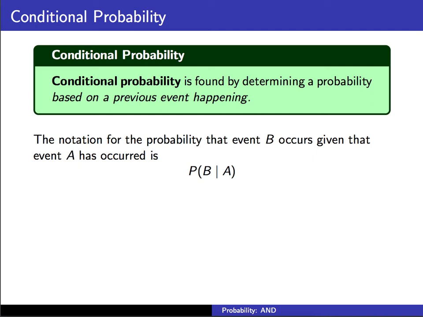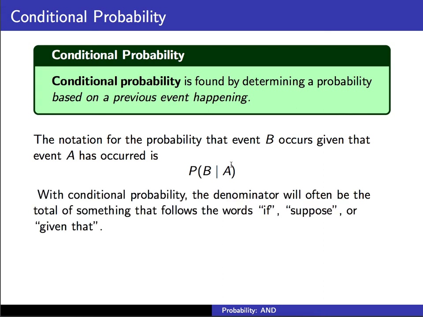Our notation for the probability that event B occurs, given that event A has already occurred, is P, probability with parentheses like we're used to, and then event B occurs given that event A has already occurred. So this vertical bar, when you see it in the notation, you can replace with the phrase "given that," or "if." So the probability of event B occurring if A has already occurred, or that B occurs given that A has already occurred.